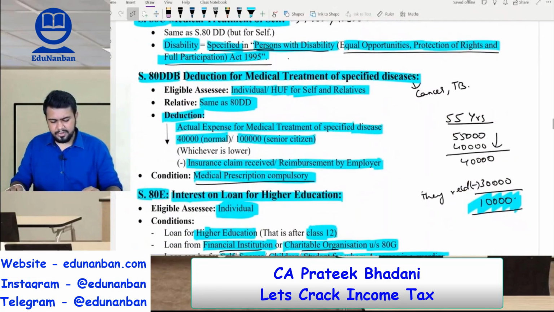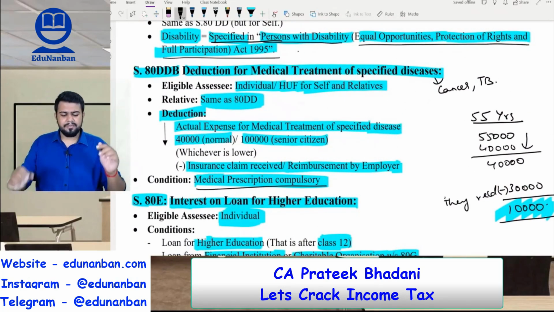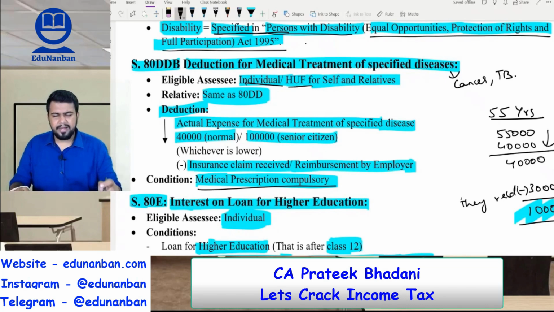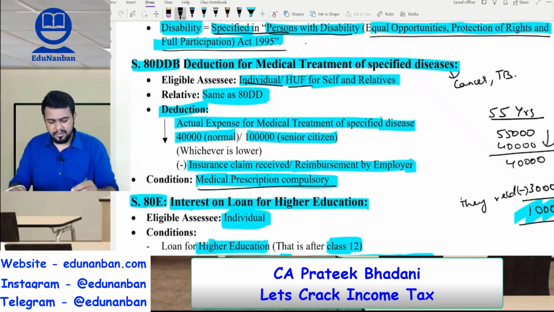Now let us come to section 80DDB. 80DDB is deduction for medical treatment of specified diseases. Who is eligible? Individual and HUF are eligible, and the same section is used for individuals themselves as well as their relatives. The relative definition is the same as section 80DD.